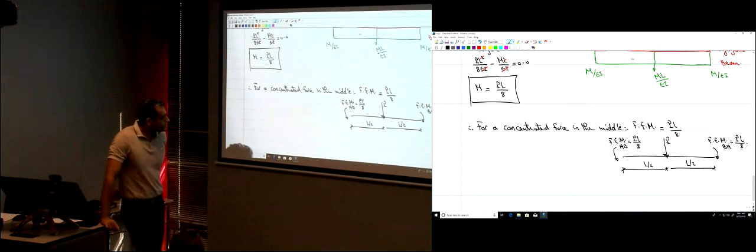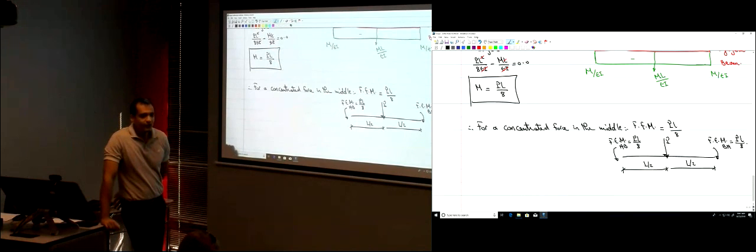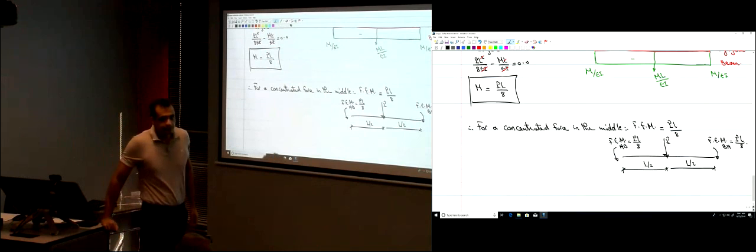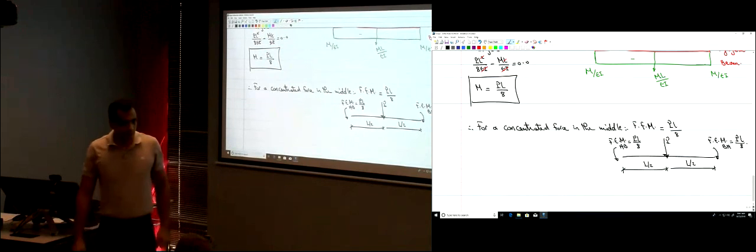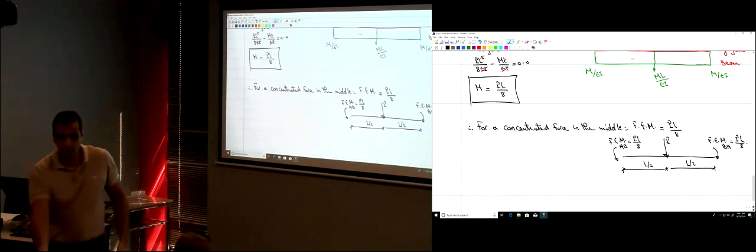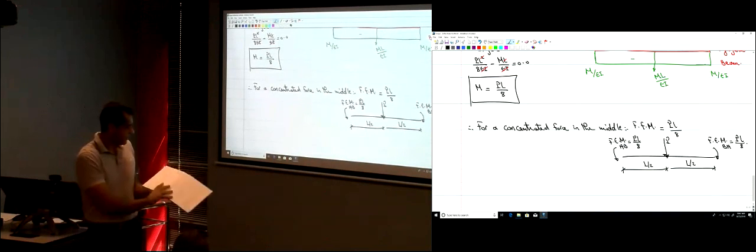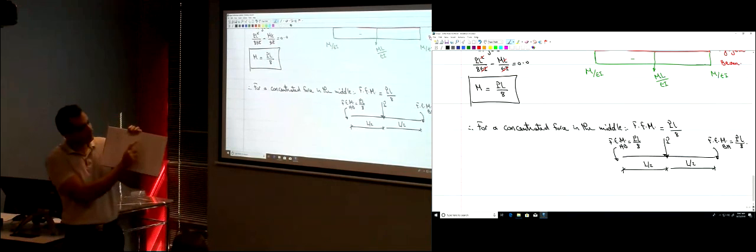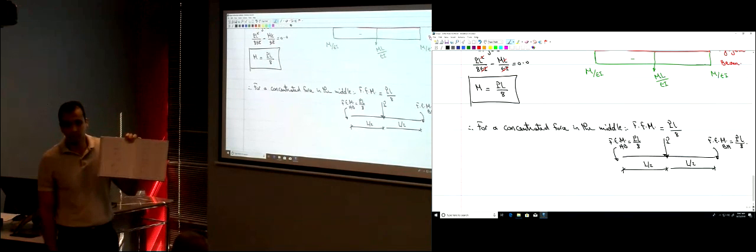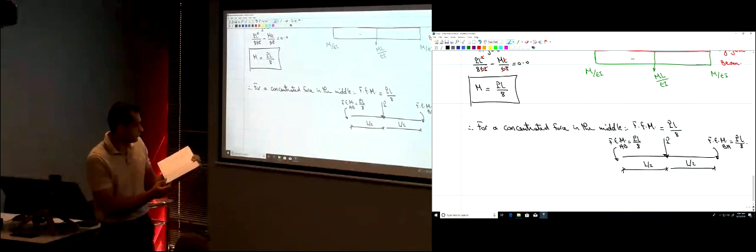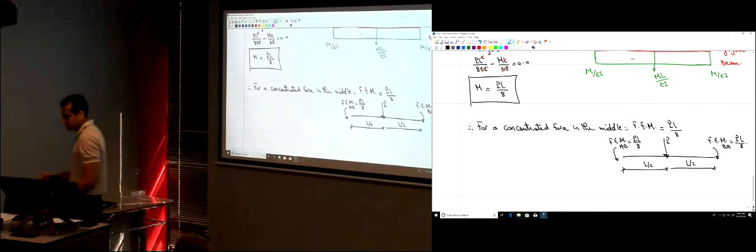Do you need to memorize those values of the fixed end moments? I guess, I would advise you just to memorize for a concentrated force right in the middle, okay? But even if you don't do this, it's right at the back of your book. Does anyone have the book? Okay. So here, just right in the back of the book, okay? You have here the table for the fixed end moments. Okay? Let me show you this here.